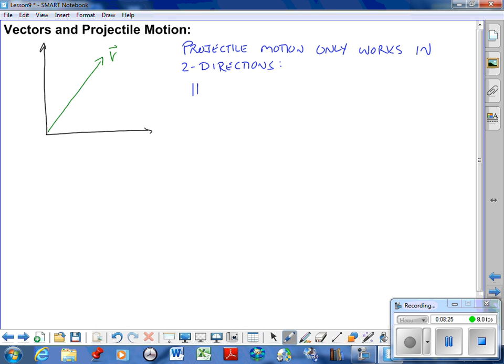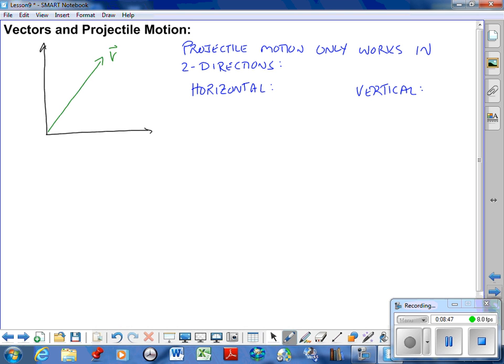So we want horizontal, and we're going to want vertical. So I guess I can go sideways here. We want vertical. So if I look at this particular V value, yes, it's 2-dimensional because it's on a piece of paper, but I want 2 dimensions that I am comfortable with or familiar with.